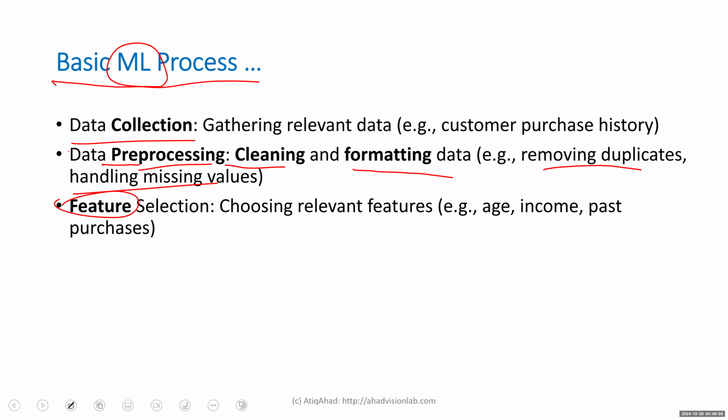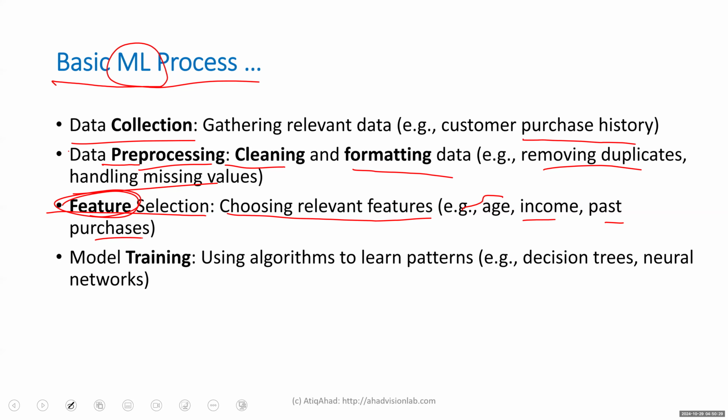Number three is the most important thing for traditional classical machine learning approaches: feature selection. But in deep learning, in many cases we don't need a separate feature selection process. But sometimes we need feature selection, choosing relevant features. Say it might be customer purchase history: what about age, income, past purchases? Based on this, we can make an informed decision.